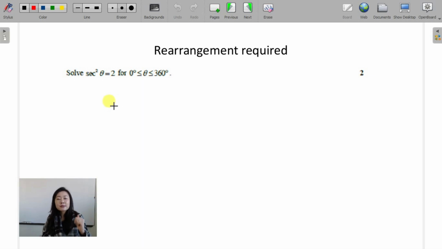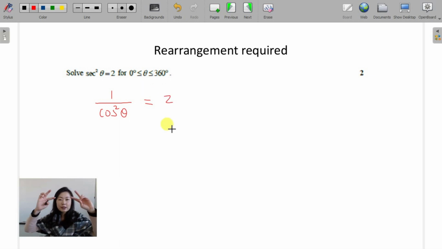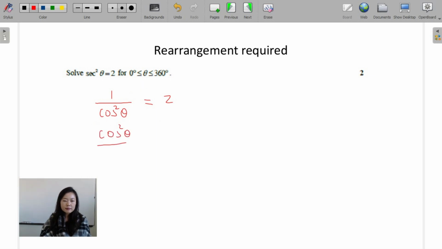So for example, in this one, sec. What is sec? Sec is 1 on cosine. All right, so sec squared is 1 on cosine theta squared. Okay, so what I'm going to do is I'm going to flip both sides. And then I'm going to square root. Now, remember when you square root, it's plus minus. All right, so that's the same as plus minus 1 on root 2.